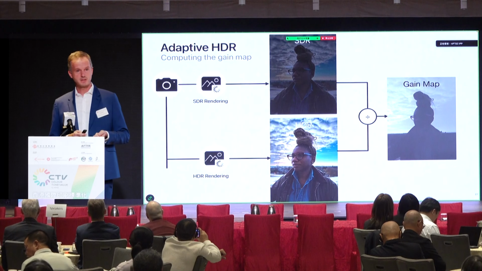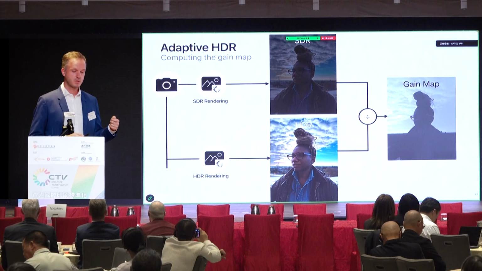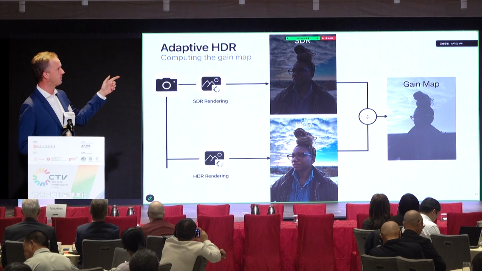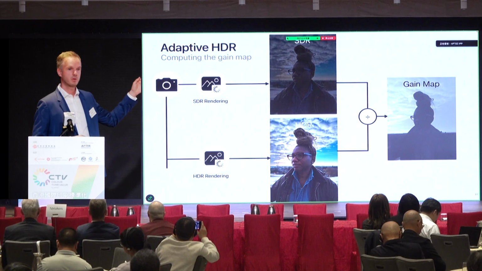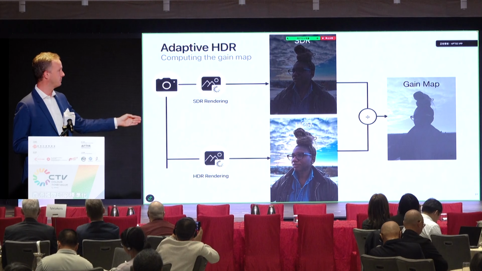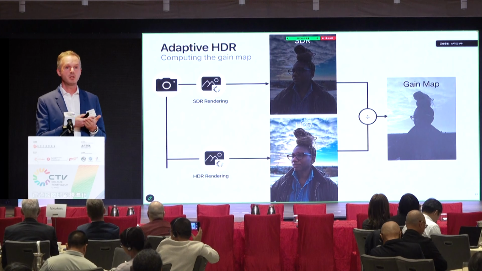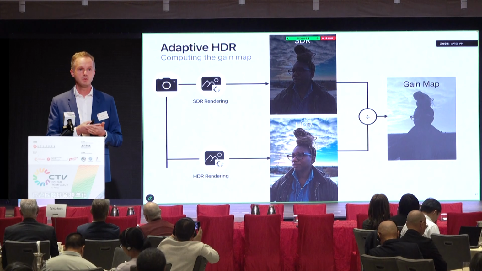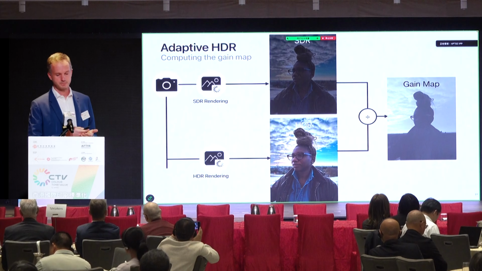The way we generate these gain maps is at capture time from the same camera information. We render for SDR on the top. We also render for HDR on the bottom. And we can compute the ratio between those two images, and that's what we call the gain map. This is a new kind of metadata stored in the file.